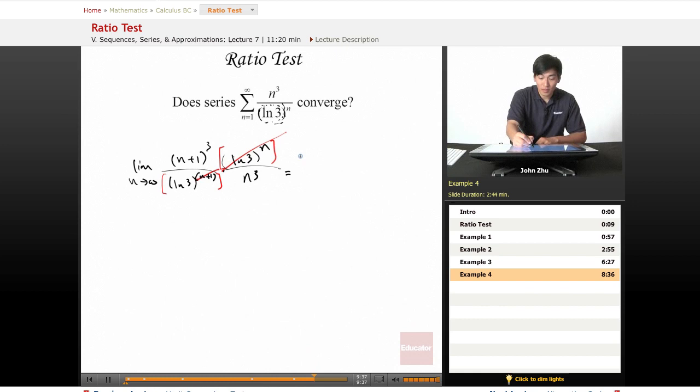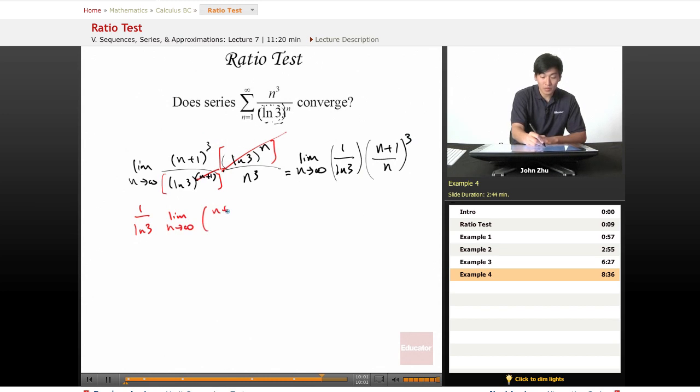So we are left with limit as n approaches infinity, 1 over ln of 3, remember that is just a constant term, times (n plus 1) over n. Well, we can group the cube term together. So moving this term outside the limit, we just have a limit as n approaches infinity of (n plus 1 over n) cubed. And from before, we know that this term equals 1 plus 1 over n. So this limit equals 1 over ln of 3 times 1.